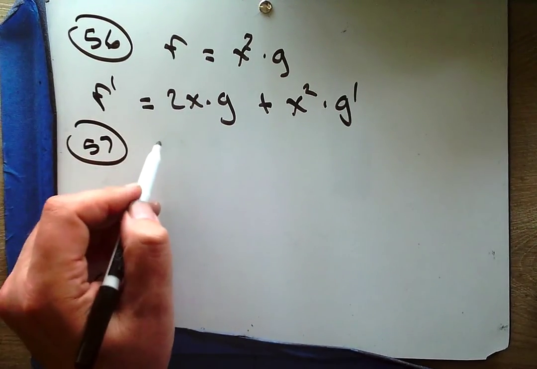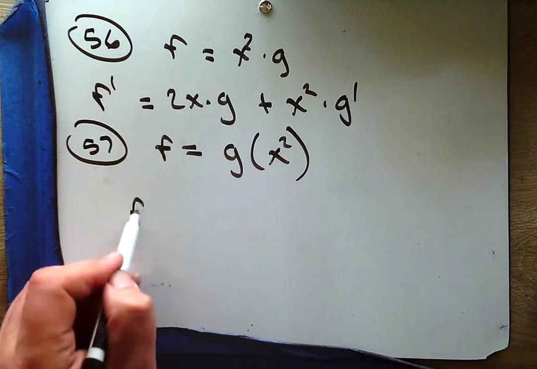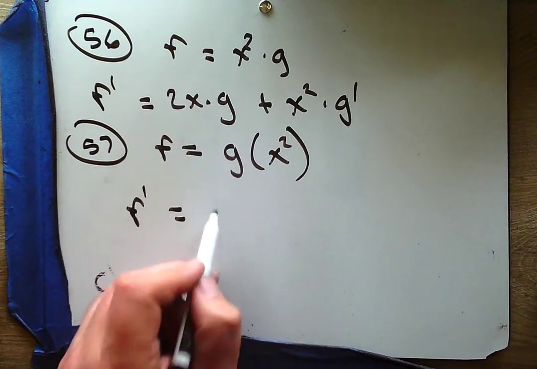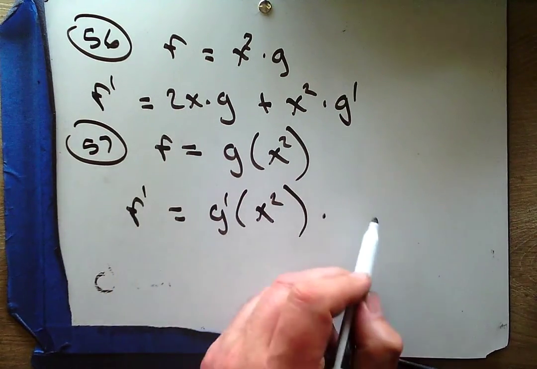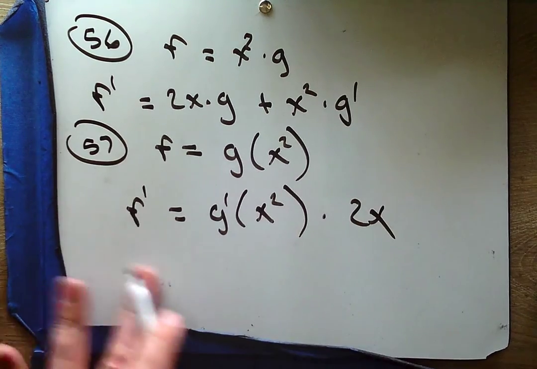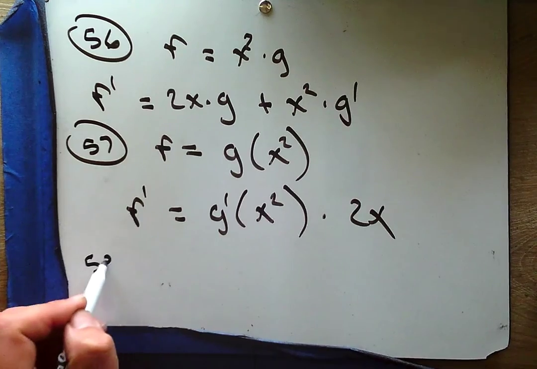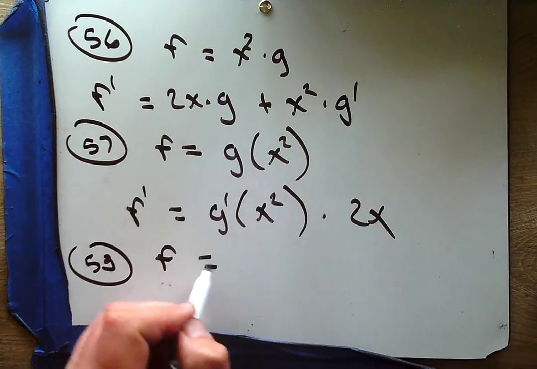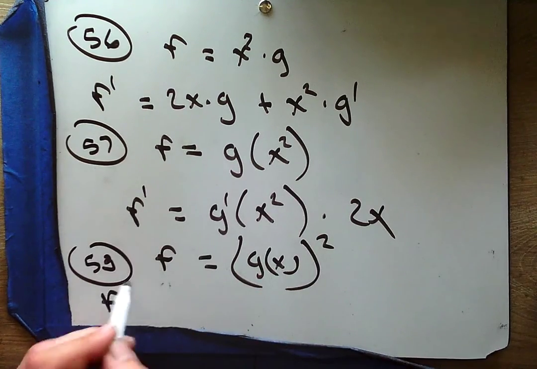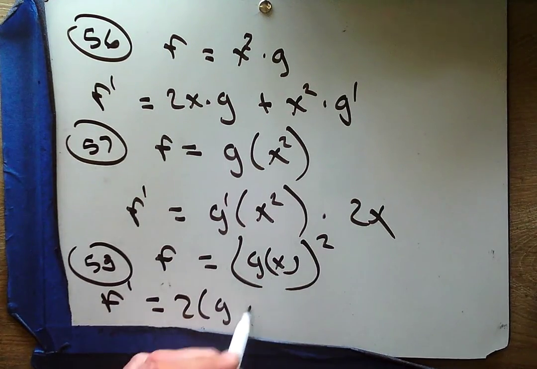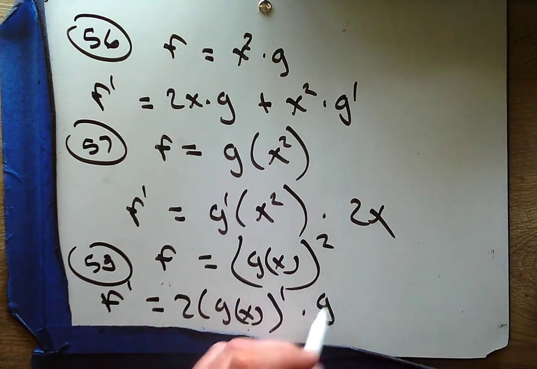57. F equals G of x squared. So for F prime, I take the derivative of the outside G function, I leave the inside alone, and then I come back and multiply by the derivative of the inside function. How about 58? 58 says that F equals G squared. So F prime, bring down that 2, leave the inside function alone, subtract 1, times the derivative of the inside.